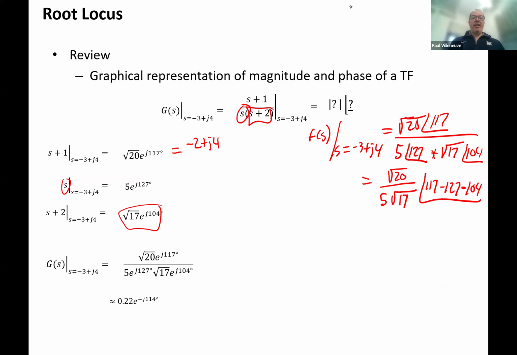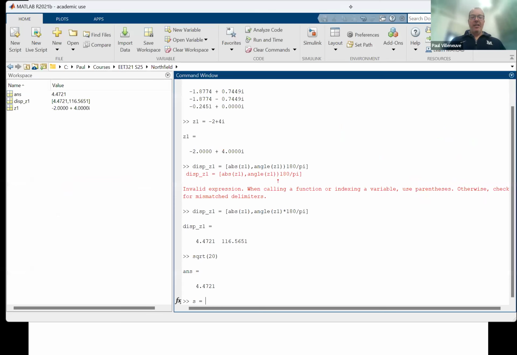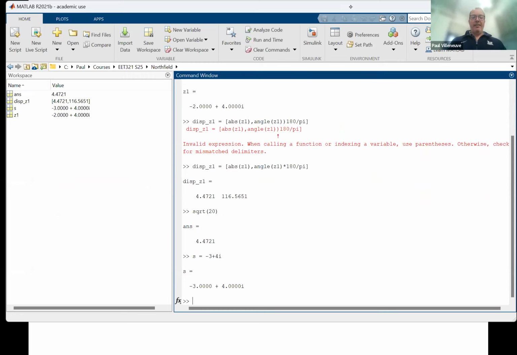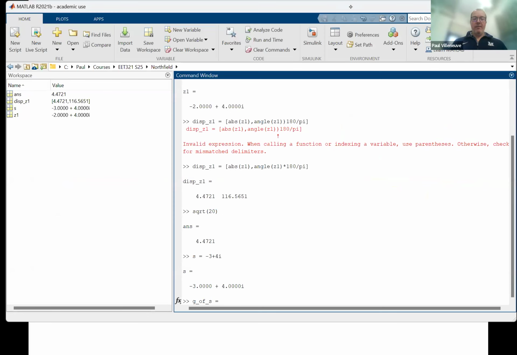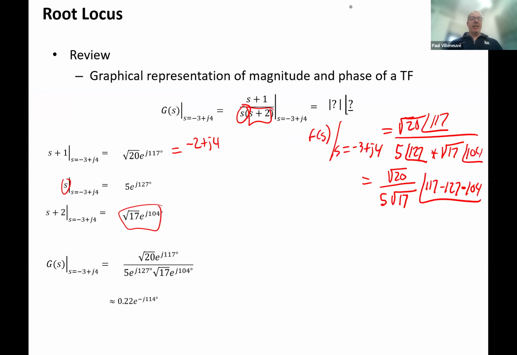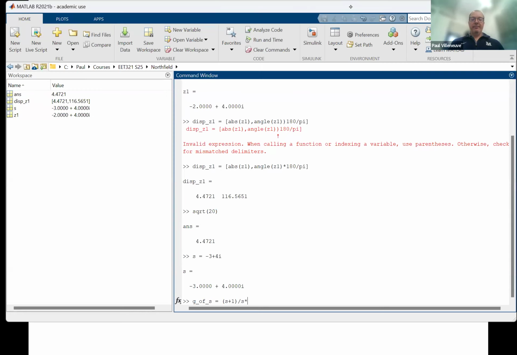I'm going to enter in S equals -3 plus 4i. That's my S value. Now my G of S, I'm going to just call it G of S, because you can't actually put parentheses, MATLAB will burp at you, is going to be equal to S plus 1 divided by S times S plus 2. Now, I have to make sure I have parentheses.